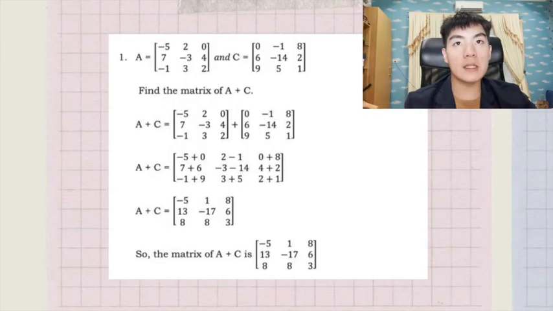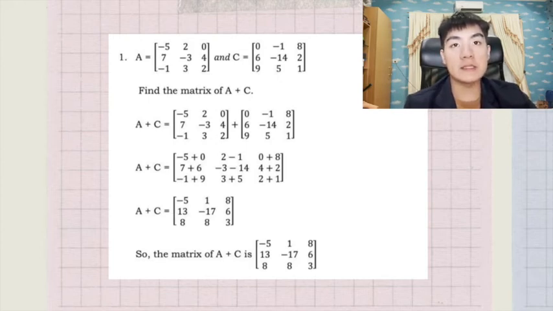For number 1, A equals the 3 times 3 matrix of negative 5, 2, 0, 7, negative 3, 4, negative 1, 3, and 2. And C equals the also 3 times 3 matrix of 0, negative 1, 8, 6, negative 14, 2, 9, 5, and 1. Find the matrix of A plus C.